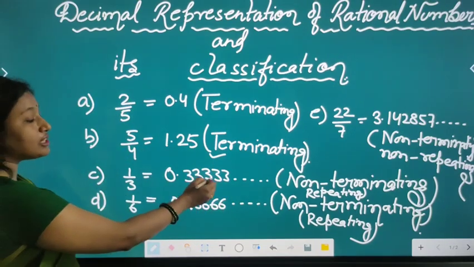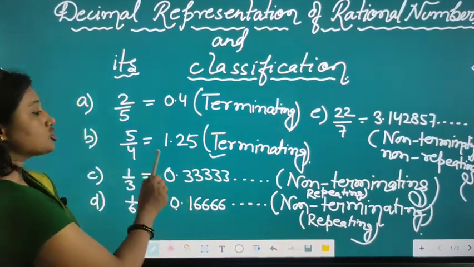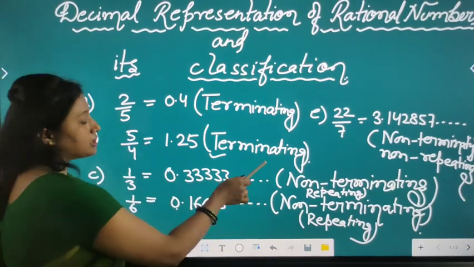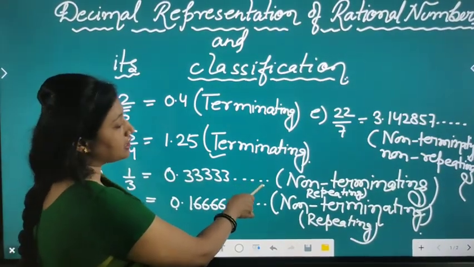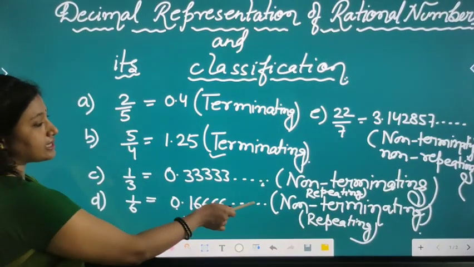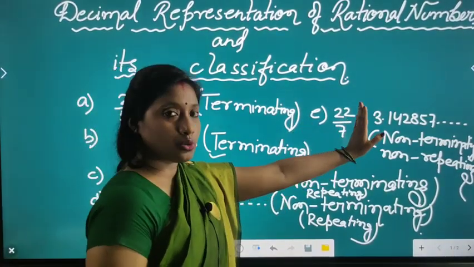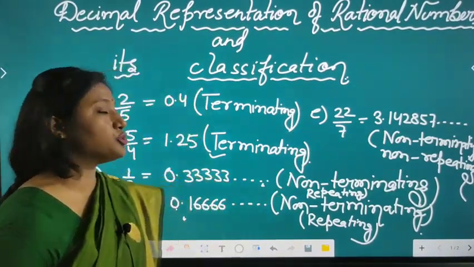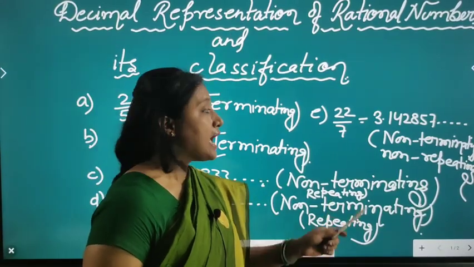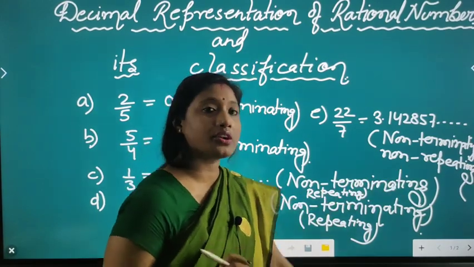The third one will continue. If you divide it, you will get 0.3333. It will continue. So this type of decimal will come under non-terminating repeating. This is also an example of non-terminating repeating. Now 22/7. If you divide this, you will get 3.142857 and so on. That number is non-terminating and non-repeating. It is not repeating, therefore we will add non-repeating.